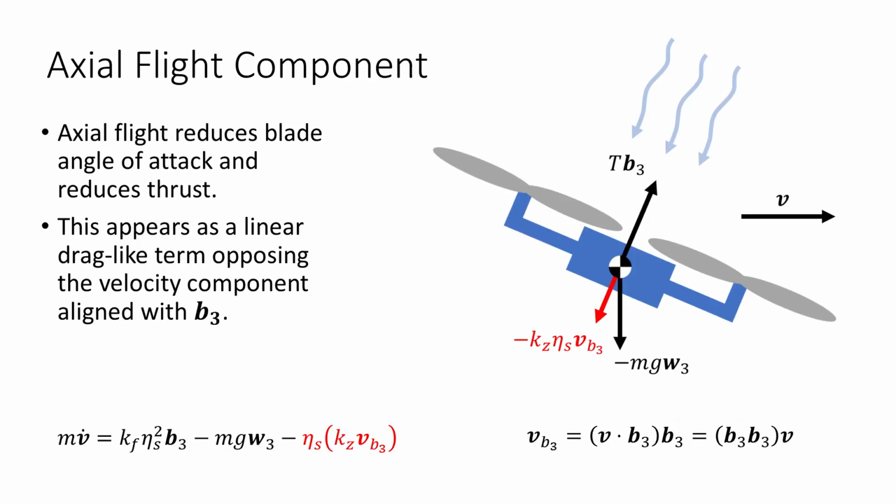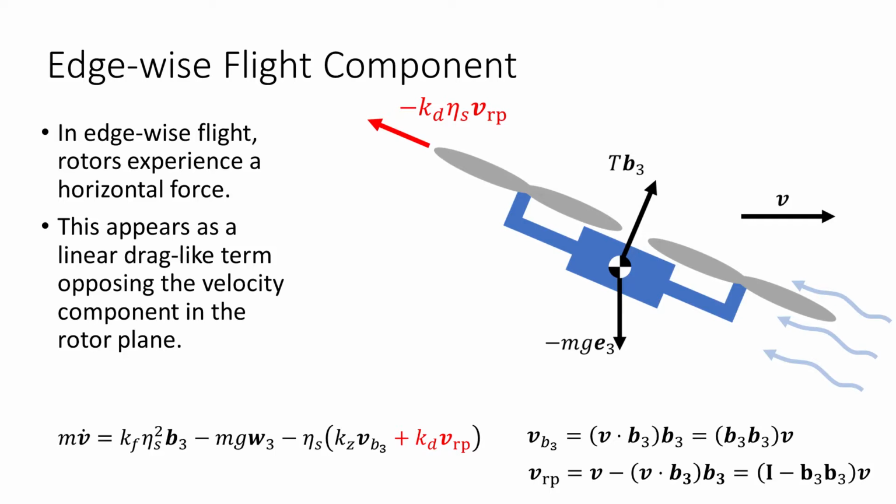Rotors generate nominal thrust that is a quadratic in the rotor speed, but in axial flight, the blade angle of attack is depressed and thrust decreases. This decrease in thrust appears as a drag-like term, which opposes the velocity component perpendicular to the rotor plane. Similarly, rotors in edgewise flight experience a net horizontal force, the so-called H-force, which opposes the direction of flight. This appears as another linear drag-like term, now opposing the velocity component in the rotor plane.